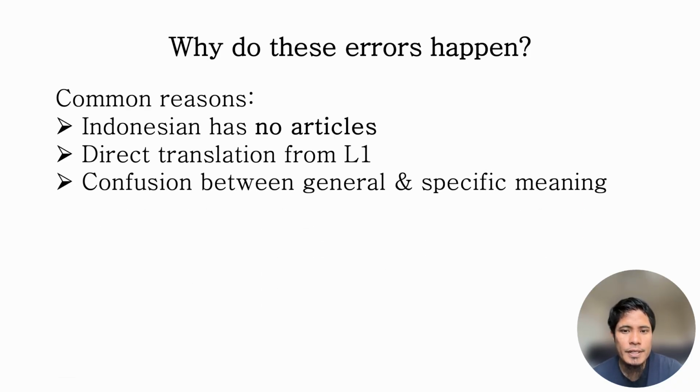And a third reason is confusion between general and specific meaning. Learners may not yet fully understand when something should be treated as general information and when it should be treated as specific information. These reasons show that article errors are not random. They reflect how learners are building their understanding of English.